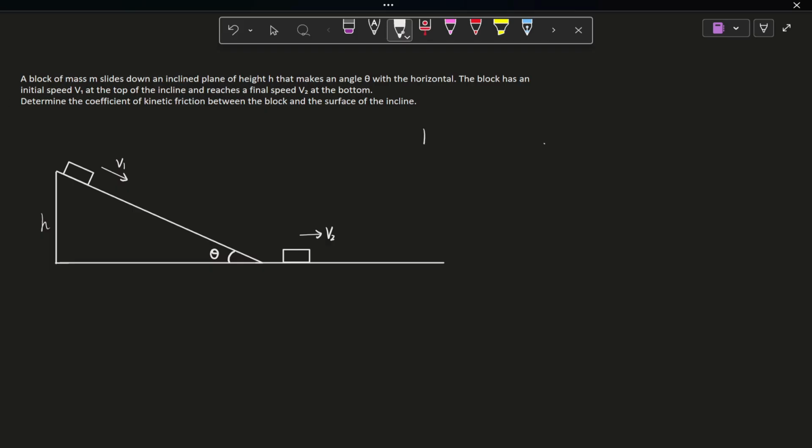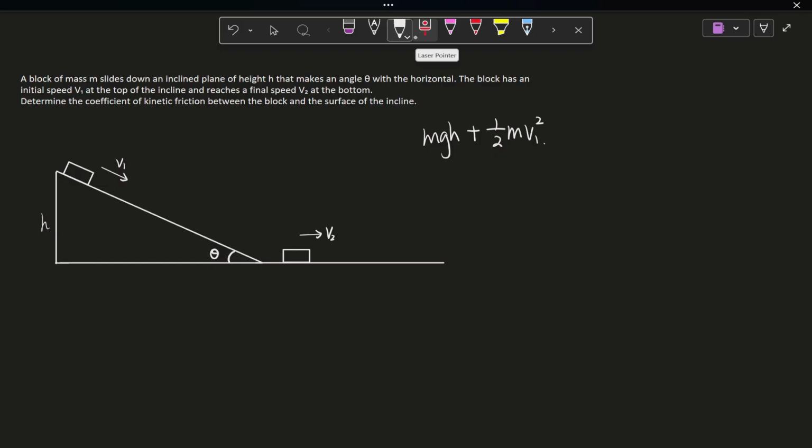So let's write down mgh plus 1/2 mv1 squared. This is the amount of energy it has when it's at its initial position. And when the block reaches the bottom, it only has kinetic energy, right? Because it is not above the ground at all at this moment.